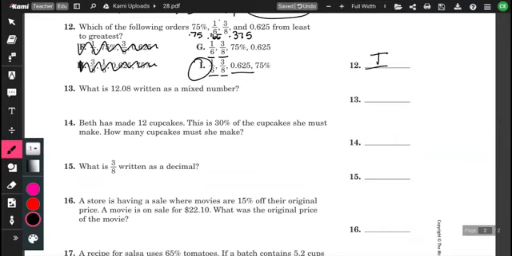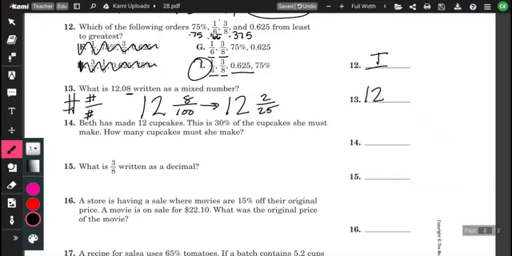Number 13 says, what is 12.08 written as a mixed number? A mixed number has a big number and a fraction. So I'm going to make 12 the big number. Since 8 ends in the hundredths spot, I'm going to put 100 underneath. I'm going to simplify 8 over 100 by dividing both by 4, which gives me 12 and 2/25. That will be my answer for number 13.